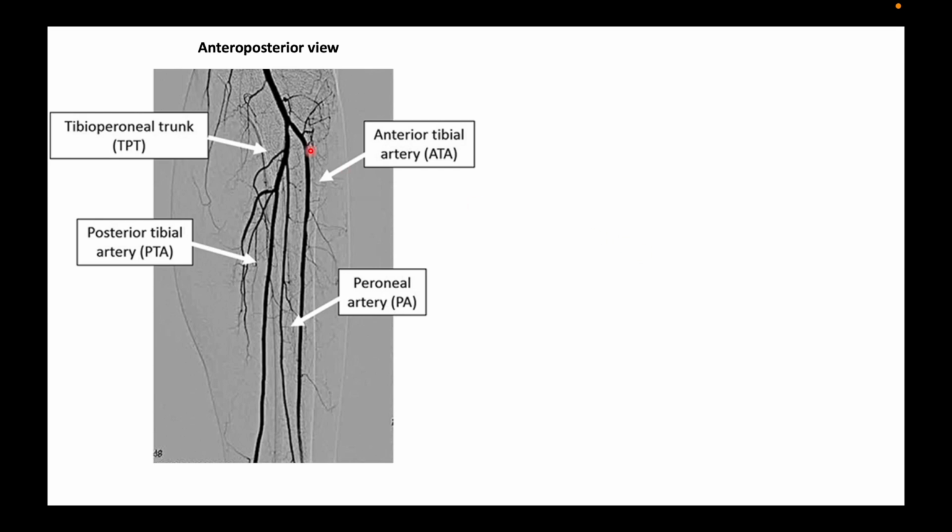Another view to show the below knee circulation. You can see here that's the popliteal artery, which gives off the first branch, which is the anterior tibial artery. And then you've got the tibioperoneal trunk, which then divides into a branch going into the middle, which is the peroneal artery, and this is the posterior tibial artery.